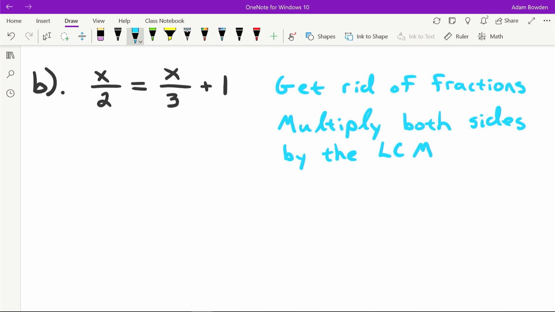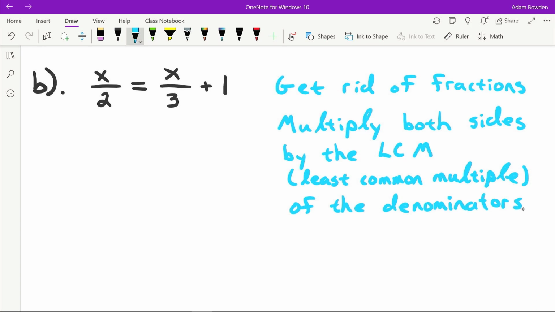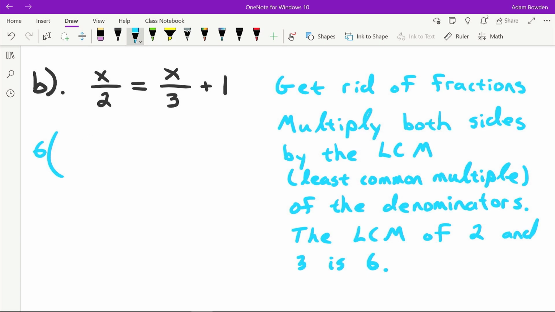We call that thing that we're going to multiply by the LCM, or least common multiple of the denominators. The least common multiple in this case is the number that both the denominators will divide into. So you've got a denominator of 2 and a denominator of 3, and you want to think of a number that both 2 and 3 divide into. That number would be 6. So 6 is the smallest number that both 2 and 3 divide into. That's what I'm going to use to multiply both sides by, the least common multiple of 6.